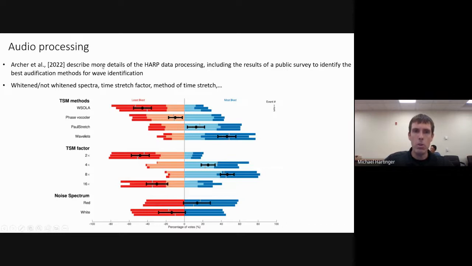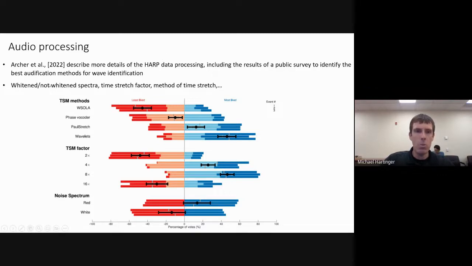The paper describes more details of our data processing that I mentioned on the last slide, but it also talks about a public survey where, again, these sounds were listened to by the public, and the best methods for wave identification were determined. When I say public, I mean he reached out specifically to people who are doing heliophysics research, people who are working with citizen scientists, audio experts, and people doing public outreach and education. So it's not quite the general public, but it was a fairly large group of people.